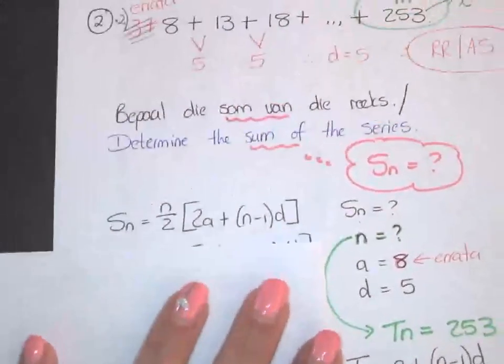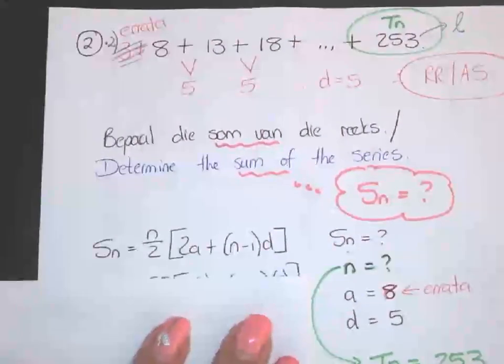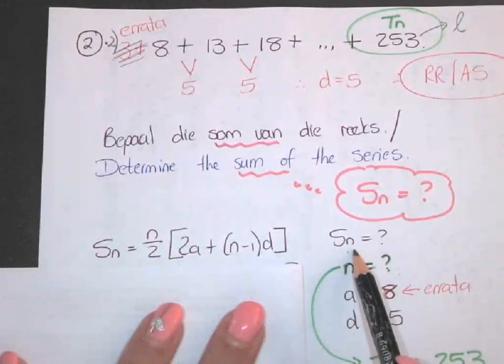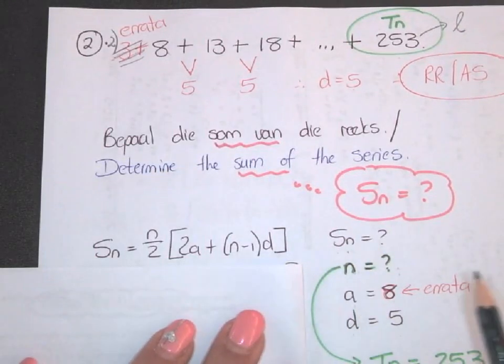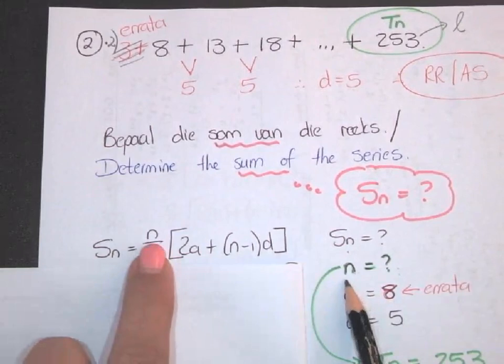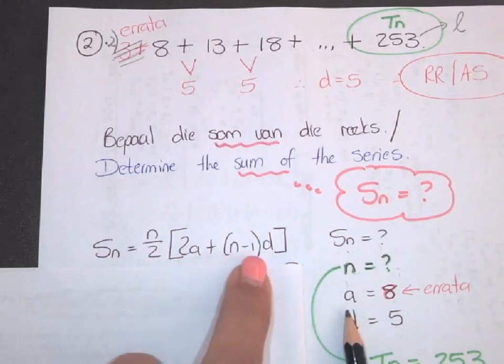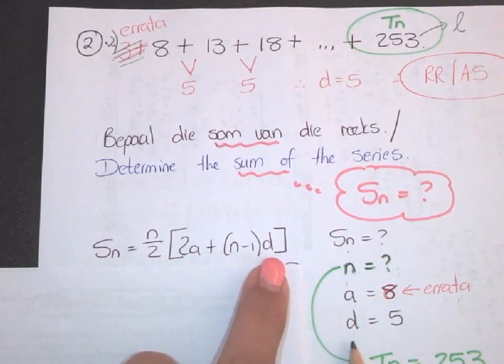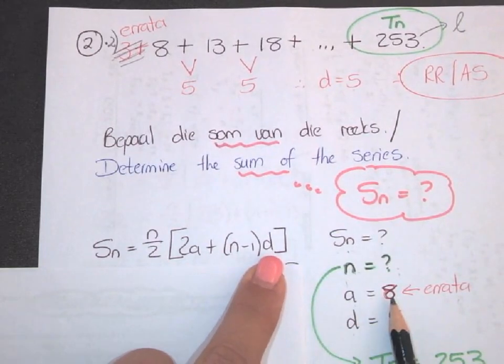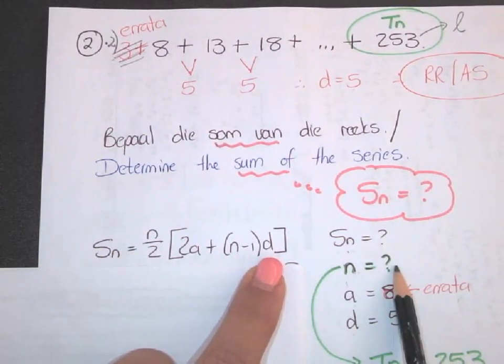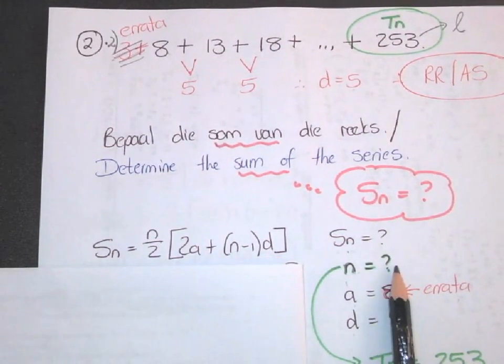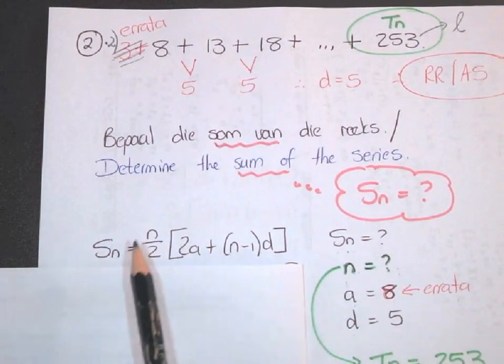Now you go and you say, I want the sum of the series. I need n. You always write your variables on the right hand side. I need n, I need an a, and I need a d. I can fill in a and I can fill in the d, make that 8. But I don't know what n is. So I have to calculate n before I can calculate the sum.